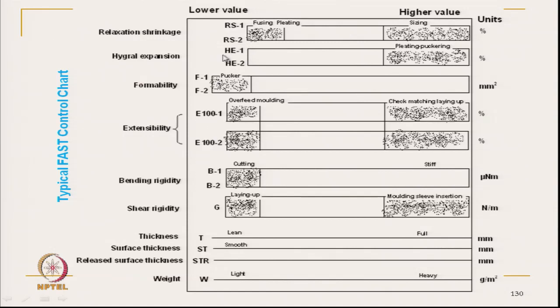Hygral expansion, if it is low, there will not be any problem, it is good. If it is high, there will be pleating or shimp occurring. So, if our data falls in this zone, that means we can anticipate some potential problem of this fabric. So, we have to take action. Okay. Formability, if it is high, it is perfect, but if it is low, then a formability problem will be there. Formability F1, F2, warp direction, weft direction.